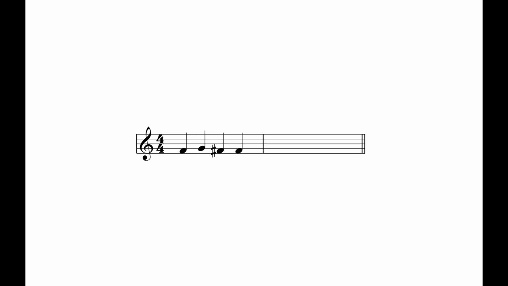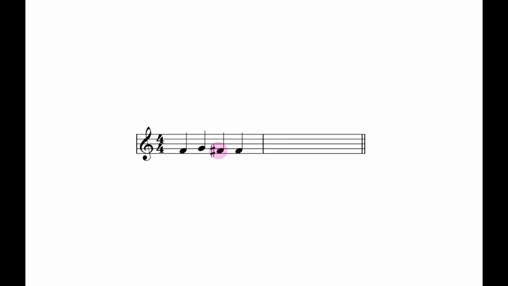Now let's move that sharp along to the last F. This now means that the first 2 Fs are played as a natural and this third F is played as a sharp. But that doesn't carry over bars. So if there was another F in the next bar, that F would be played as a natural because the bar line cancels out any accidentals that have shown up in the bar.